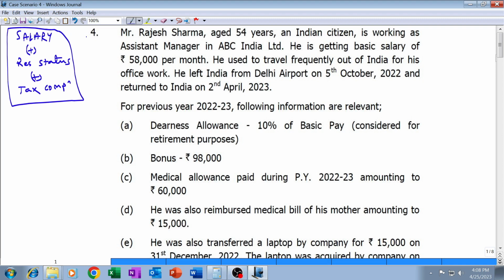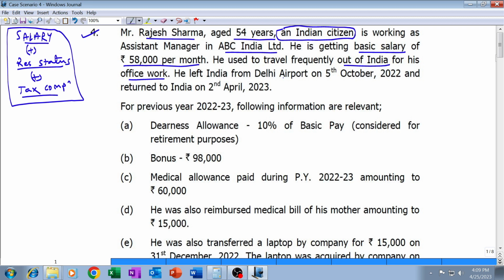Now case scenario number 4, this is on salary, residential status and tax computation. Three things combined together. Rajesh Sharma, age 54 years, underline 54 years. He is an Indian citizen. He is working as an assistant manager in ABC India Limited. He is getting basic salary of rupees 58,000 per month. Okay. He used to travel frequently out of India for his office work.